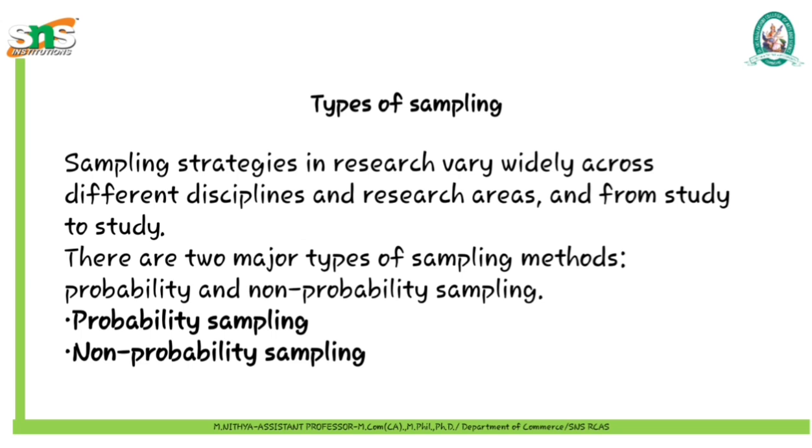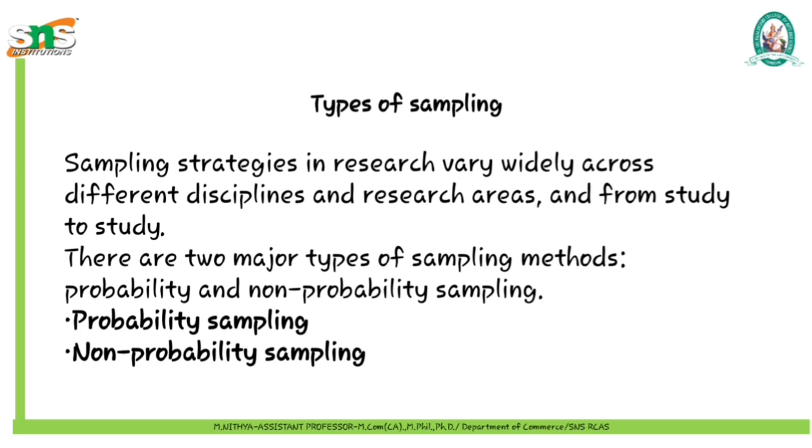The sampling strategy in research varies widely across different disciplines and research areas, and from study to study. There are two major types of sampling methods: probability and non-probability sampling. Probability sampling is also known as random sampling. It is a kind of sample selection where randomization is used to determine the choice. Each member of the population has a known chance of being selected.